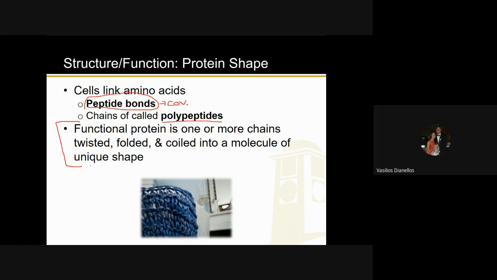See, that's not like starch and cellulose and glycogen, right? It didn't matter what that was, just a long chain of glucoses. It doesn't matter if they were twisted or curled or whatever. It just was what it was. Starch is starch no matter what. Proteins are not proteins until they assume their final shape.